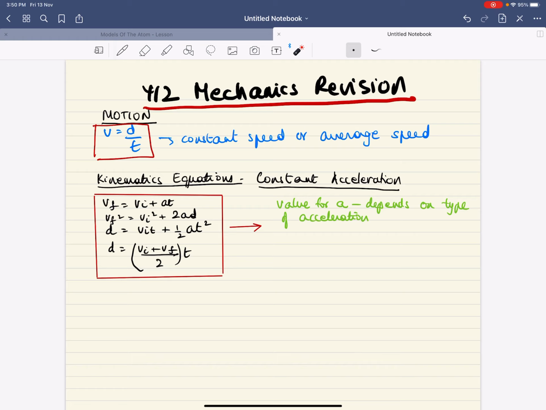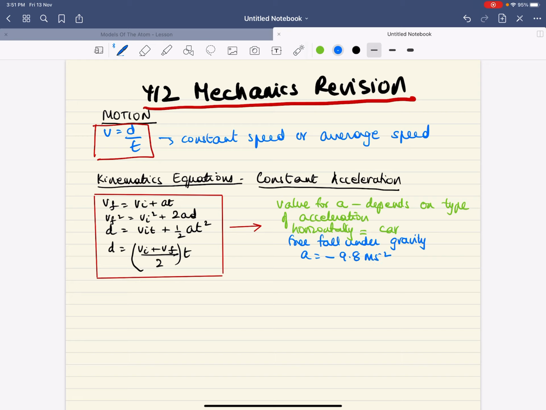Now, because these are vectors, you need to take direction into account, and sometimes there are hidden numbers. The value for acceleration depends on the type of acceleration. If something is going horizontally, your acceleration could be anything, like a car going on a road, or billiard balls. But if something is falling freely under gravity, that is your projectile motion, then your value for a becomes negative 9.8 meters per second squared.